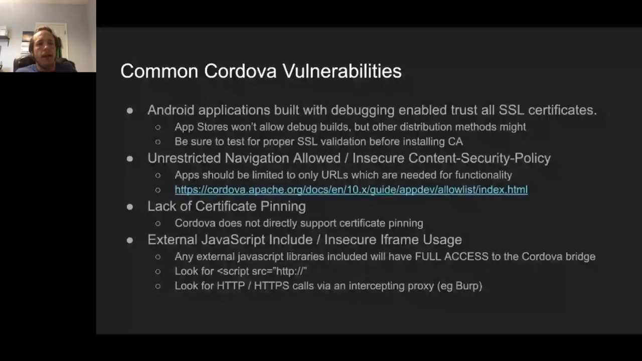Another really common vulnerability is lack of certificate pinning. So certificate pinning is a method of making sure that I, as an attacker, can't use an intercepting proxy to analyze the traffic of your application. But it's really sort of a known problem in Cordova because there's not a direct way to support it.